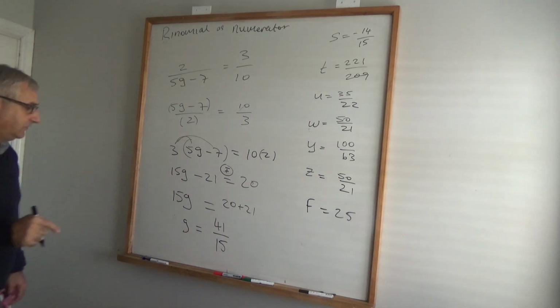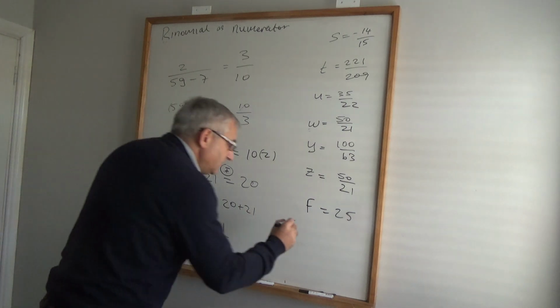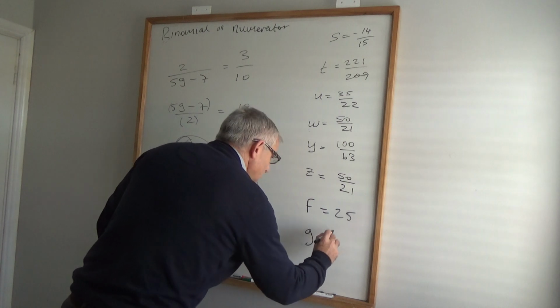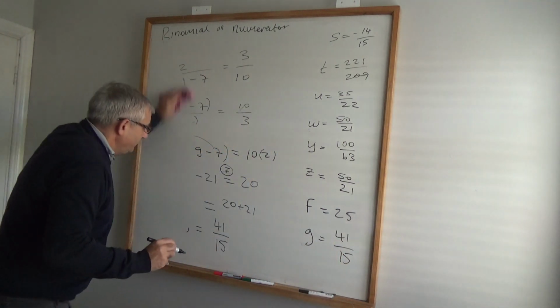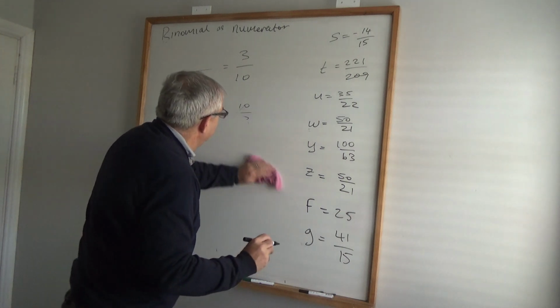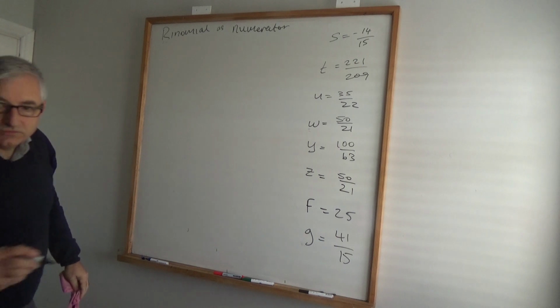15 went down, I did 2 things at one time. And was that really a g? That was g. 41 over 15. Now we're getting there. 2 to go.